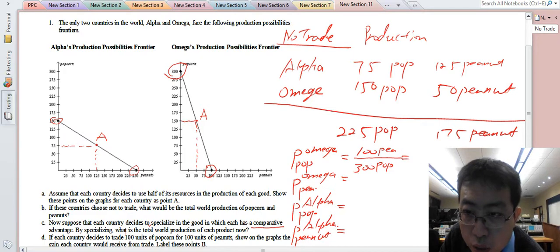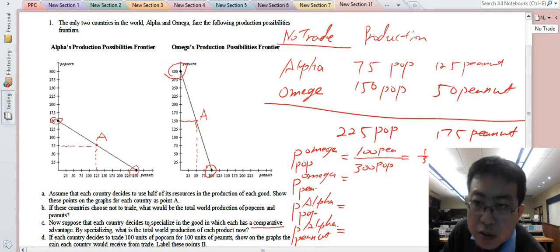So this fraction will become 1/3 peanuts. So in omega, it will cost about 1/3 of a peanut to produce a popcorn. And then to find the price of peanuts in omega, now let me show you a trick.